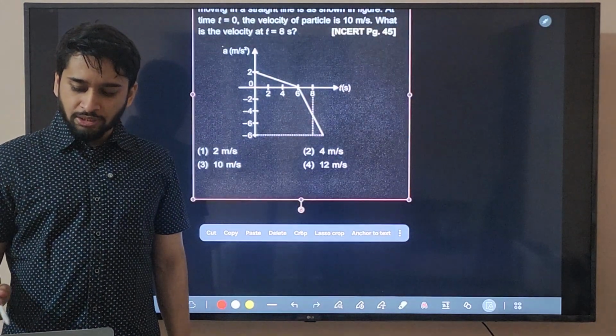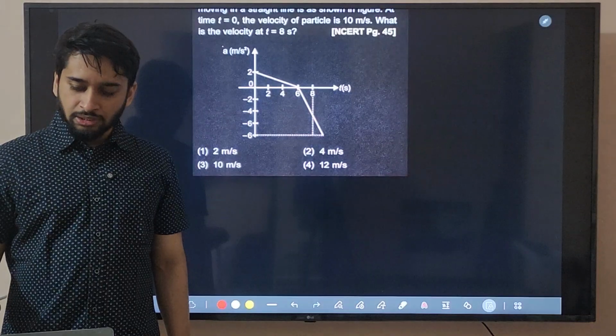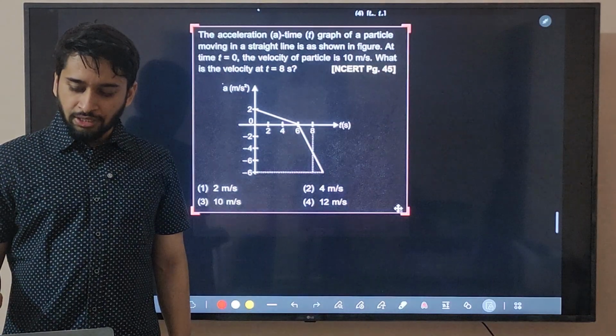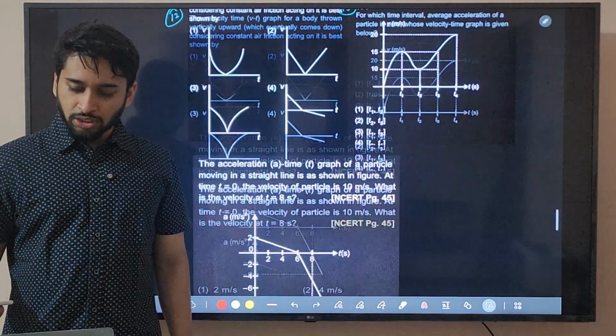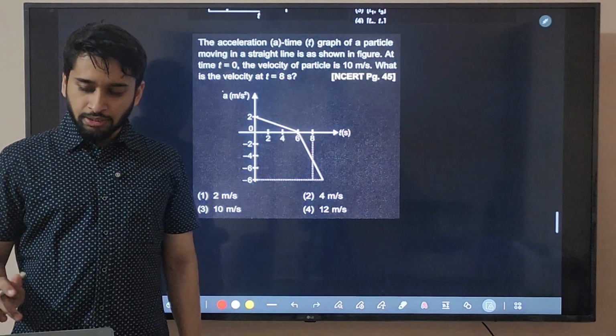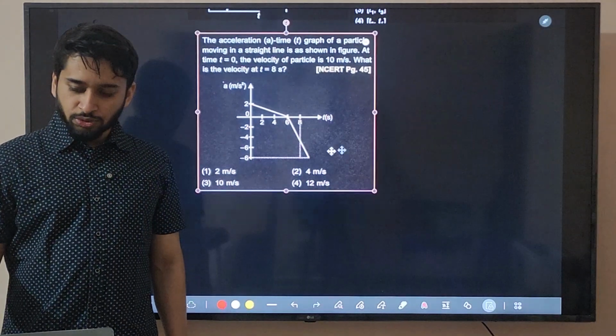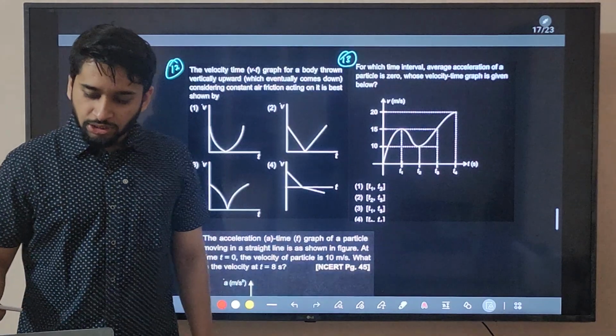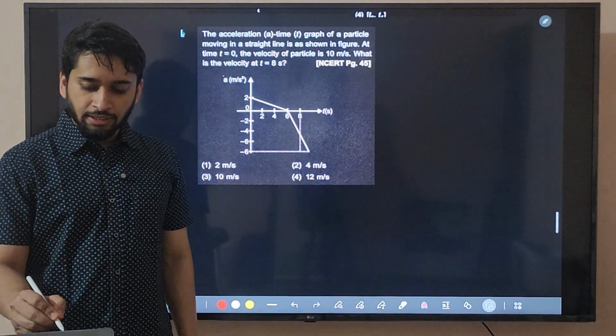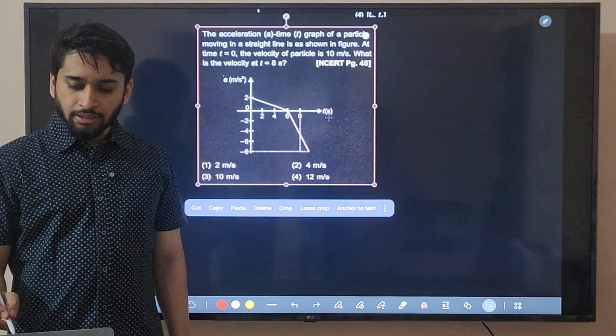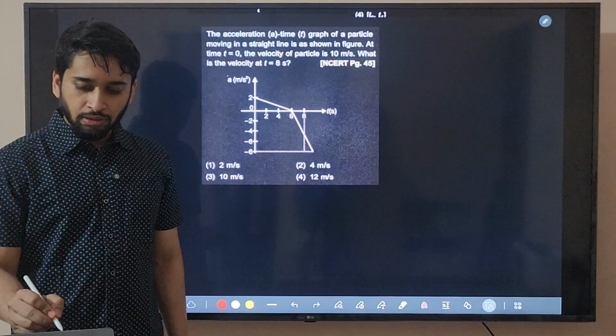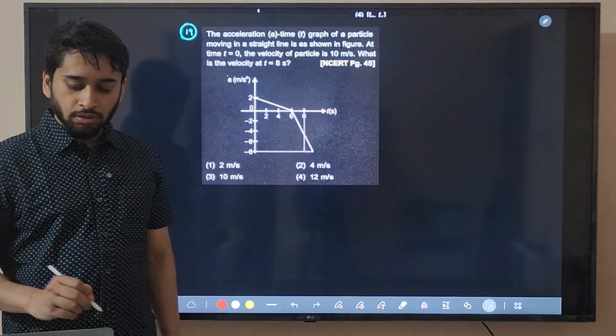I want to crop it the way it should be. Nothing extra, nothing less. Right. Let's do it. Question number 14.